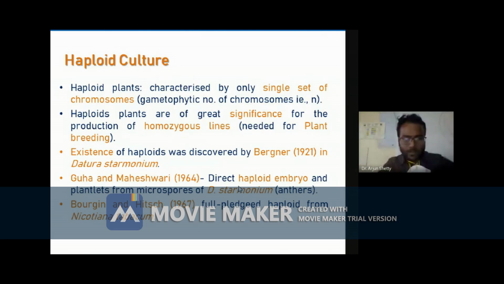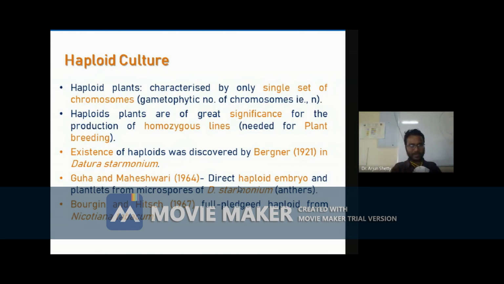Okay, now, so why has this haploid culture come into existence? I mean, why were haploid cultures needed for the plant tissue culturist, or why did the haploid culture concept begin, and when? Okay, now, so the main reason or principle behind the haploid culture is that these haploid plants have a greater significance in the production of homozygous lines.